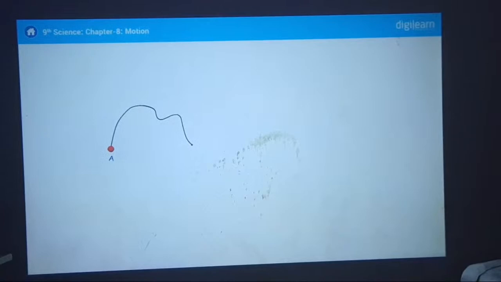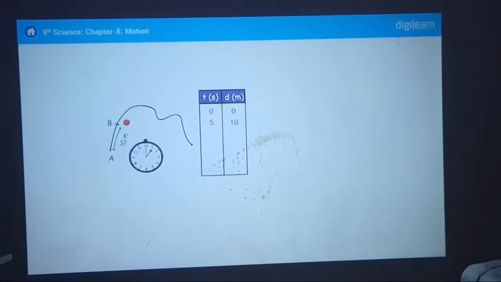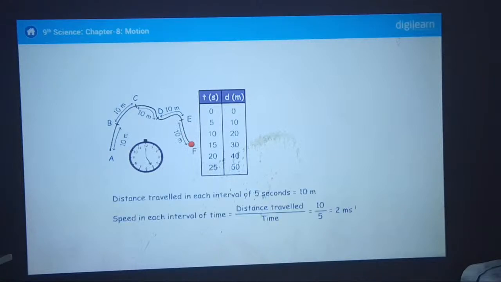Uniform speed. To understand uniform speed, let us consider a body moving along a path of length 50 meters from A. Observe the position of the body and distance travelled after every interval of 5 seconds. Record the time taken and distance travelled in a table. Note, distance travelled in each interval of 5 seconds is equal to 10 meters. Speed in each interval of time is equal to 10 meters divided by 5 seconds, that equals 2 meters per second. In every interval of time, the speed is the same.